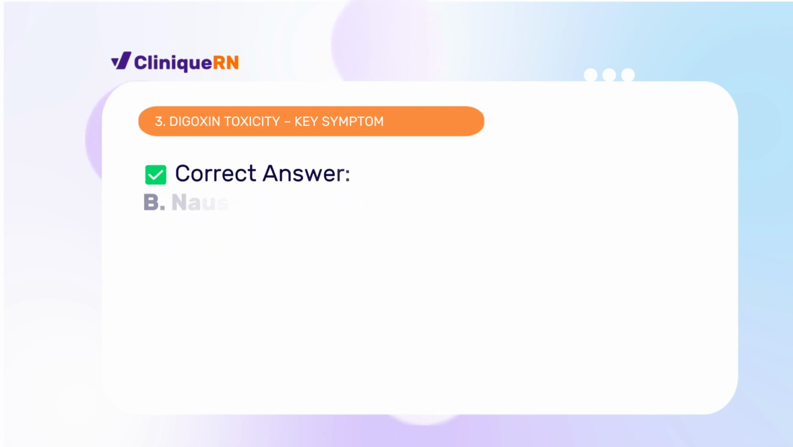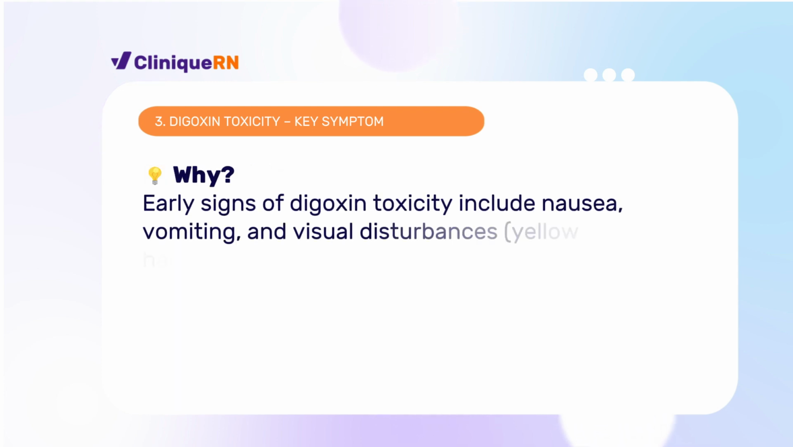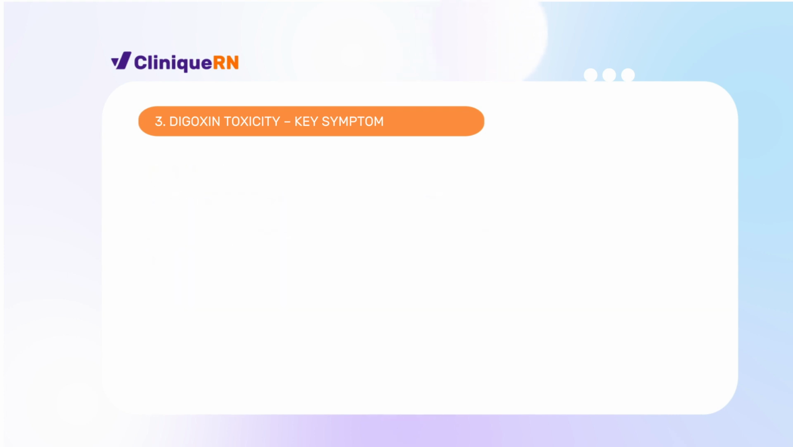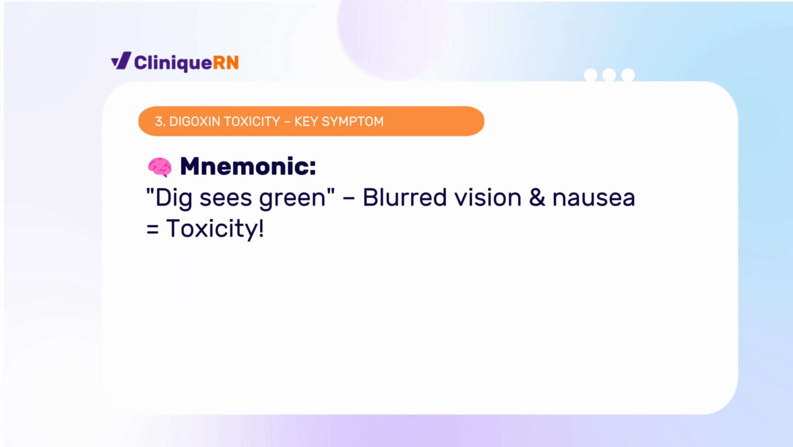Correct answer: B. Nausea and vomiting. Why? Early signs of digoxin toxicity include nausea, vomiting, and visual disturbances, such as yellow halos. Mnemonic: Dig sees green. Blurred vision and nausea equals toxicity.